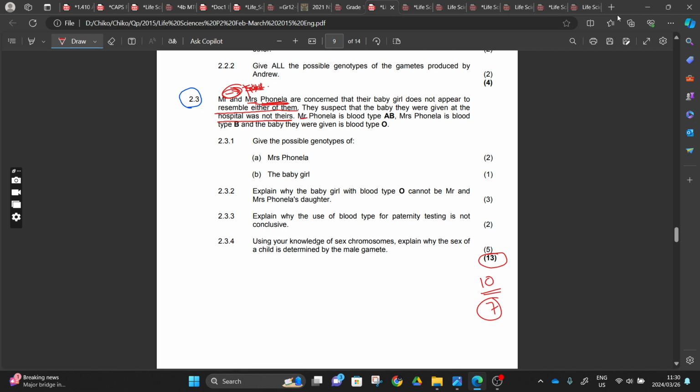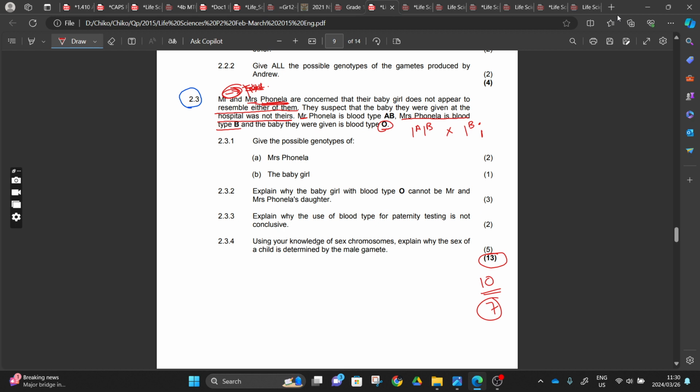Then from there, Mr. Fonela is blood group AB. We see AB, it will be like this. And Mrs. Fonela is blood group B. There's a possibility for another one, so let's wait for that one. And the baby they were given is blood group O. Then this one, it will be like this.